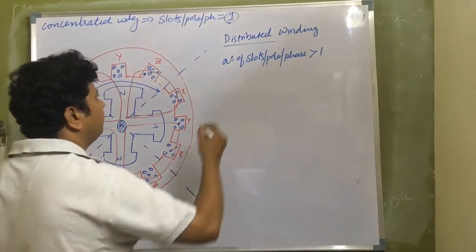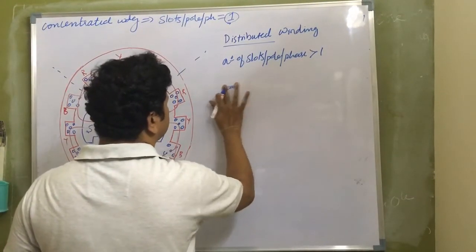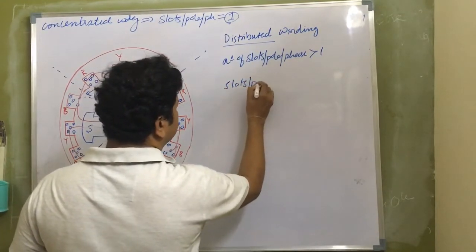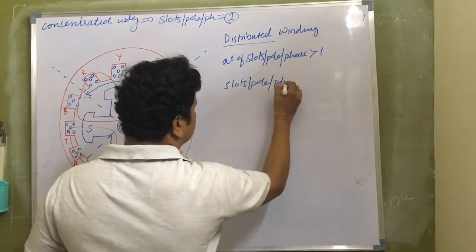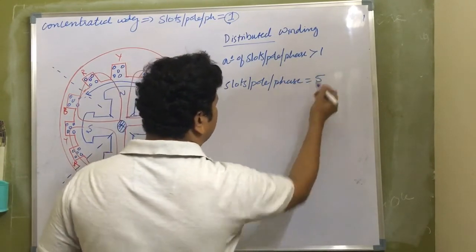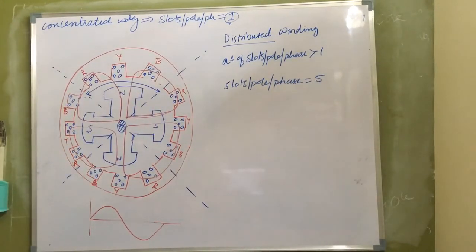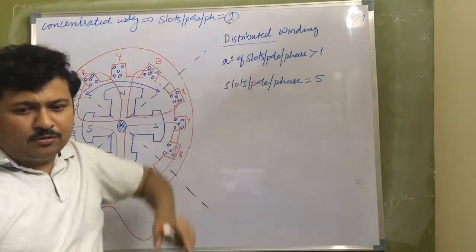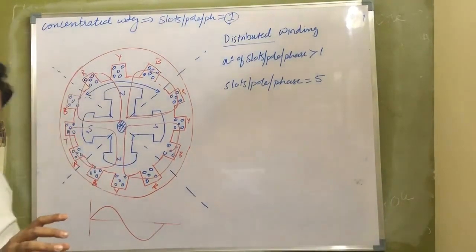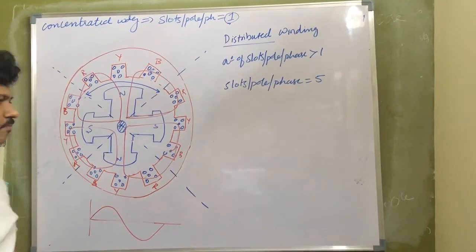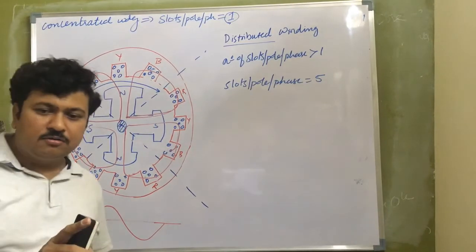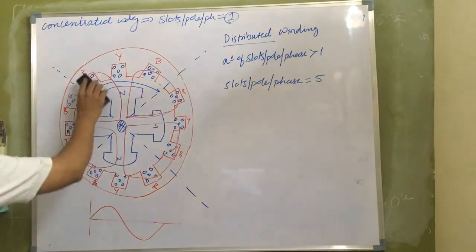Now let us take slots per pole per phase equal to 5. Earlier I had slots per pole per phase equal to 1, so I had to keep all the conductors per pole per phase, which were equal to 5, in only one slot. Now I have slots per pole per phase equal to 5, so I get one slot for each conductor to be placed.